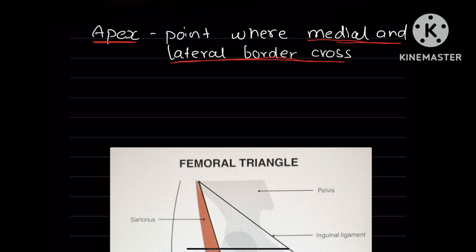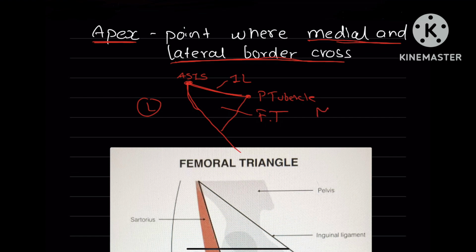Boundaries of the femoral triangle. This is the anterior superior iliac spine. This is the pubic tubercle. This is the inguinal ligament. Now sartorius goes like this and adductor magnus like this. This is our femoral triangle. This is the lateral side, this is the medial side. Laterally it is sartorius, and medially it is adductor magnus.